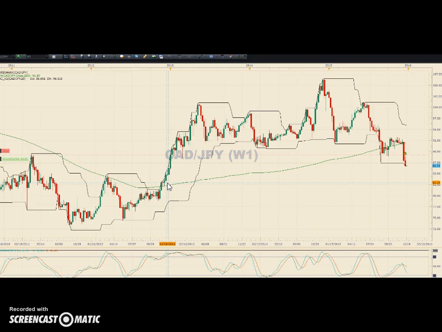Now, will the pair move that far and will I make that many pips on the trade? I have no idea. All I know is by looking at this weekly chart, it's a higher probability trade because it's got more room to run. And this is true on the weekly charts of some of the other pairs that we were talking about as well. So I always like to check the weekly to see how much room a pair has to run to determine whether or not it's worth my while to get into that trade.